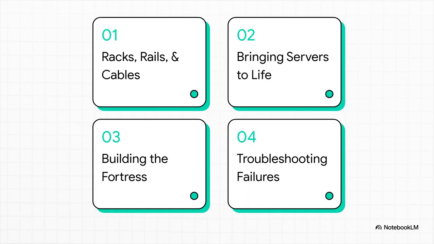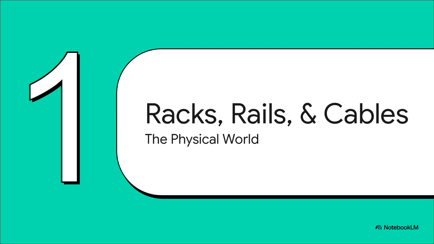So, we've broken this journey down into 4 main parts. First, we'll get our hands dirty with the physical stuff: racks, rails, and cables. Then, we'll breathe life into the machine with software. After that, it's all about building a digital fortress to keep it safe. And finally, we'll put on our detective hats and learn how to troubleshoot when things go wrong. All right, let's get started.